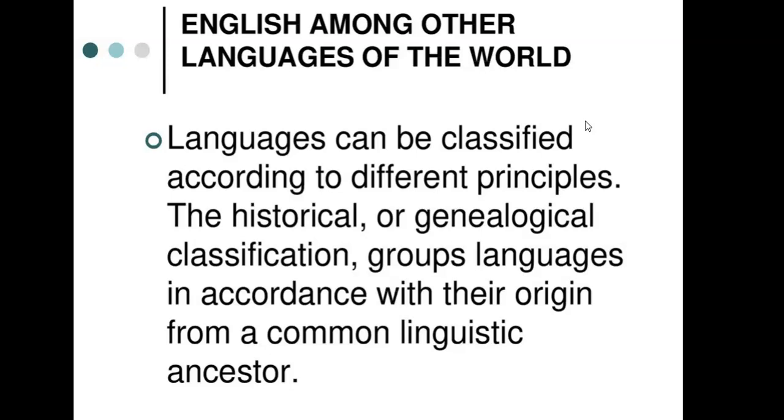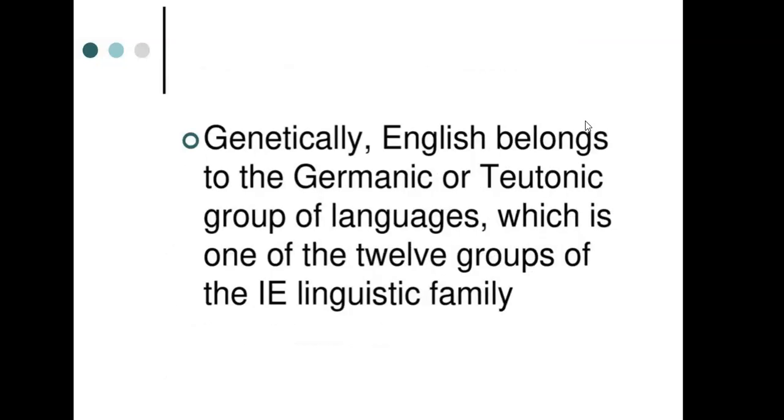English among other languages of the world. Languages can be classified according to different principles. The historical or genealogical classification groups languages in accordance with their origin from a common linguistic ancestor. Genetically, English belongs to the Germanic or Teutonic group of languages, which is one of the 12 groups of the Indo-European linguistic family.